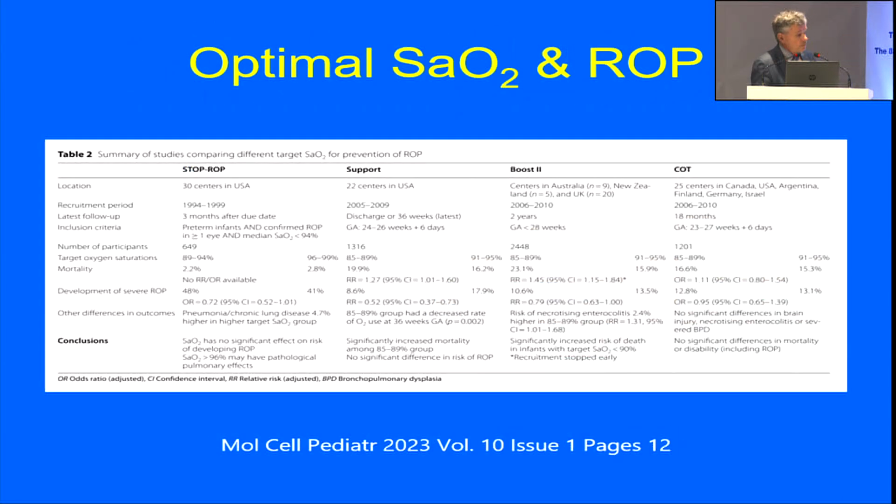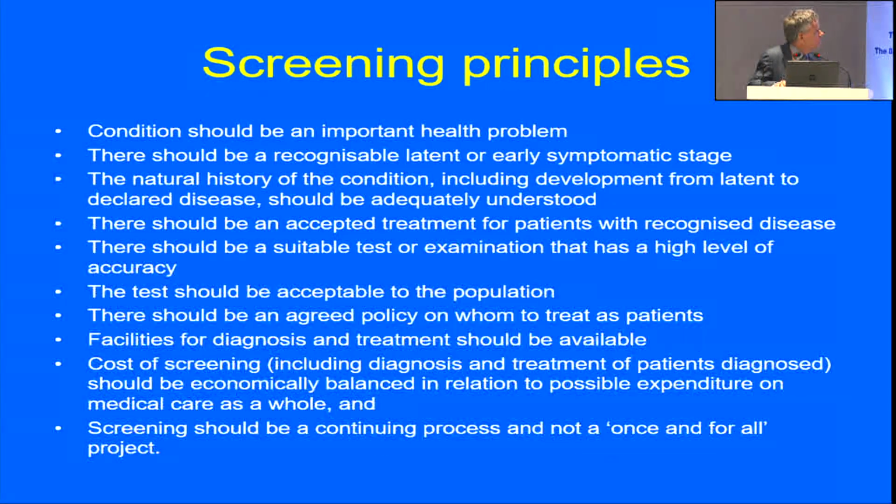We know from several large randomised trials that were done what target saturations we should be aiming at once the child is in the nursery, and basically the low 90s are very important.